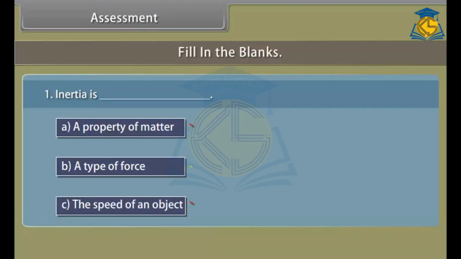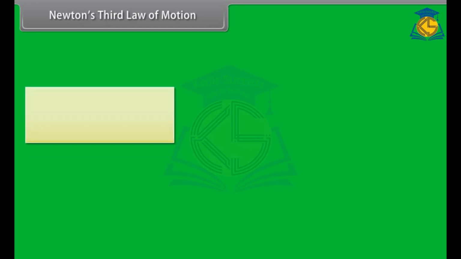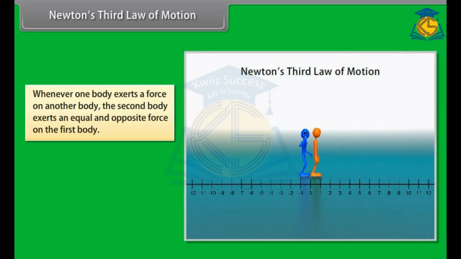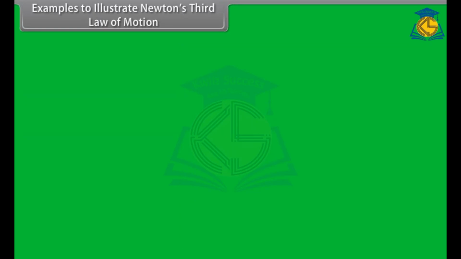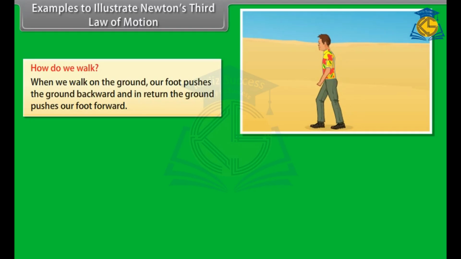Newton's third law of motion. Whenever one body exerts a force on another body, the second body exerts an equal and opposite force. Examples to illustrate Newton's third law of motion. How do we walk? When we walk on the ground, our foot pushes the ground backward.